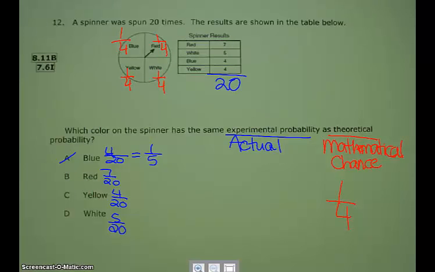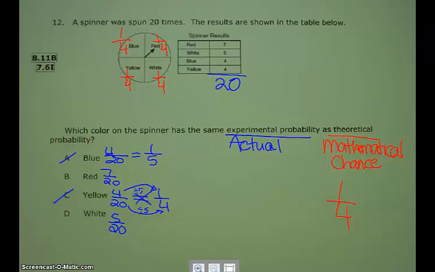Another way of solving that, since we have another choice that's also 4/20, let's look at a different method of solving that one. I know that I'm looking to see if the actual results were equal to 1/4, so let's just test this to see. I know that 20 divided by 5 gives me 4, but if I divide 4 by 5, that's not going to give me 1, so I know this is not my answer.